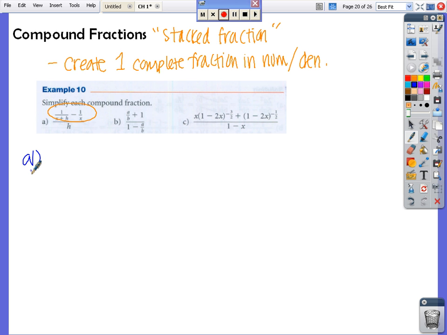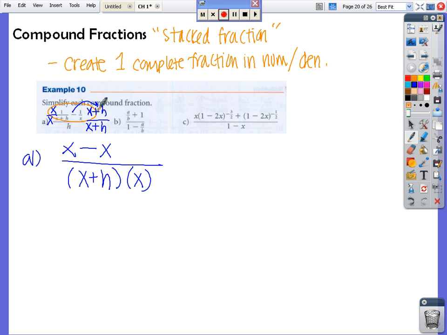What I would do is get a common denominator, which would be, and I'll write it right now, x plus h times x. In the first term, I would have to multiply by x over x. In the second term, I'd have to multiply by x plus h over x plus h. So in the numerator, I get x. In the second term, I get negative x, negative h. The denominator was x plus h times x, and then the whole entire thing was divided by h.